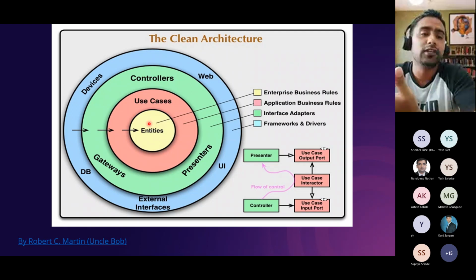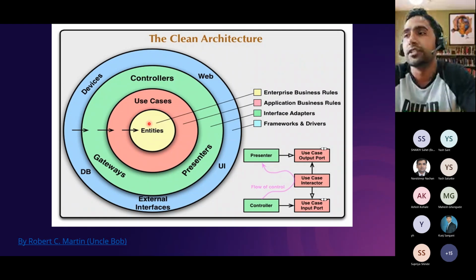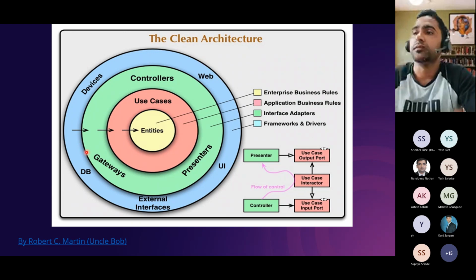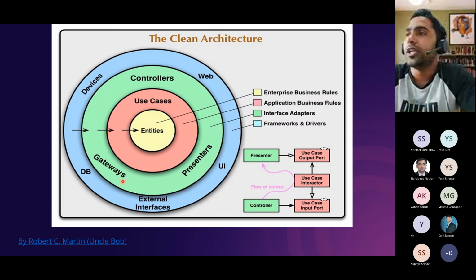That's why we call it domain centric or domain driven application design. So entity at the center, then it is referred by use cases. Then at last, it is covered by controller, gateway or presenter, and UI, web, devices are at the outermost part. Which means your entity has no dependency. Use cases depend upon the entities. Controllers, presenters, or gateways depend upon the use cases. And again, UI and web use these controllers, gateways or presenters.